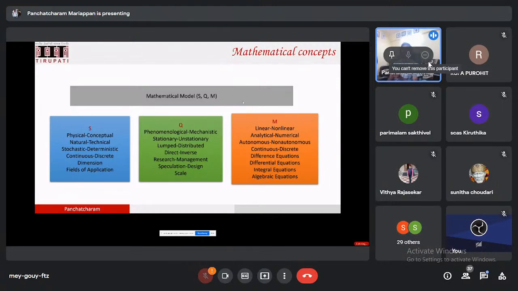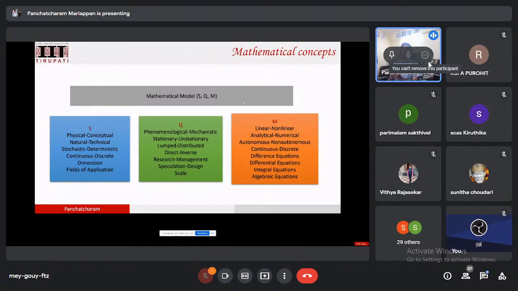Okay, it's a lumped system or distributed system. Based on that, you can ask. It's a direct question or inverse question. Sometimes you will ask the direct question. Sometimes you will ask the inverse question, etc. Then you may ask the research-based question or management-based question, etc. We'll see some of the management-based questions, etc. Then there will be a speculation or design or scale of the question, etc.